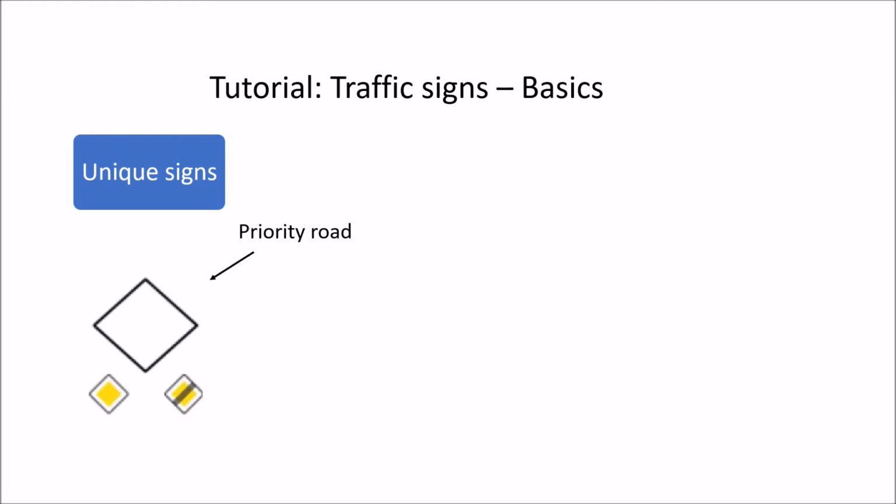The first sign is this diamond shape, which is used to represent the priority road. It simply means that if you see this diamond sign on a road, it indicates that you have priority on the traffic or the drivers from the right and left. Another unique sign is this triangle sign that means to give way. And if you see this sign, you have to give way to the drivers coming from the right.